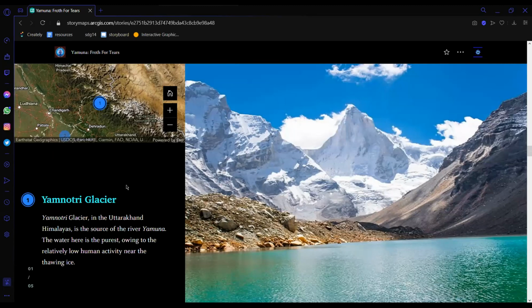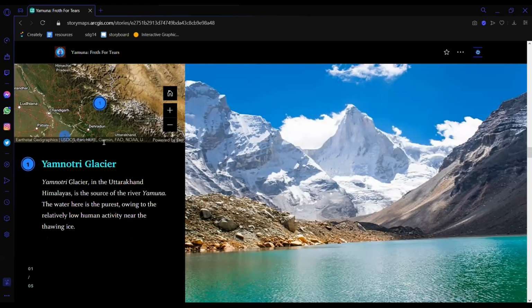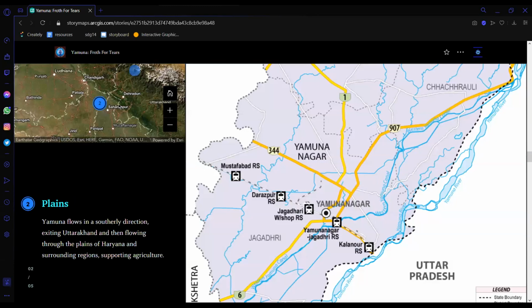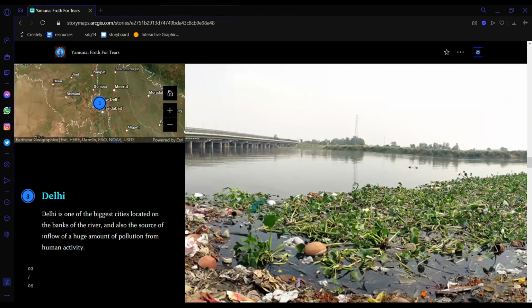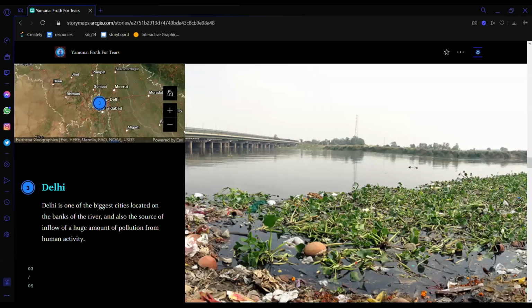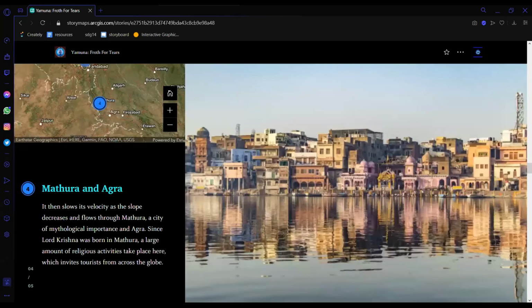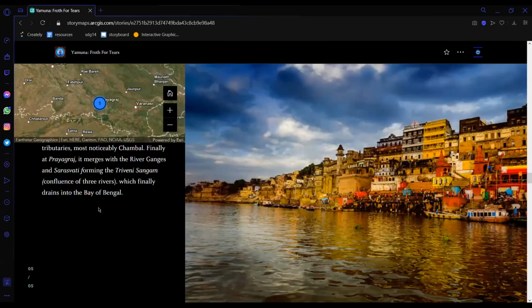The second slideshow basically gives a highlight of the course of the river Yamuna from the Yamunotri Glacier in Uttarakhand, where the river originates, and it flows in a southerly direction, and it enters the plains where it's mainly used for agriculture. Then it enters Delhi and industrial effluents flow into it. And as the river gradually slows down, the effluents just keep getting piled up and piled up. And this becomes a problem because then it merges into the river Ganges and then into the Bay of Bengal. So it's not just the Yamuna that's being affected. It then flows to Mathura and Agra, and finally at Prayagraj, where it merges with the Ganges.